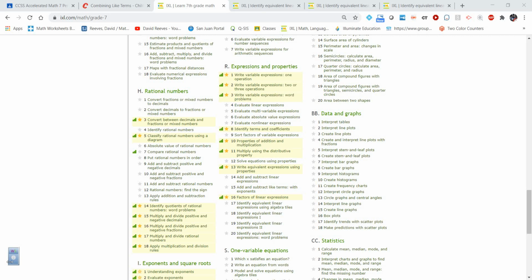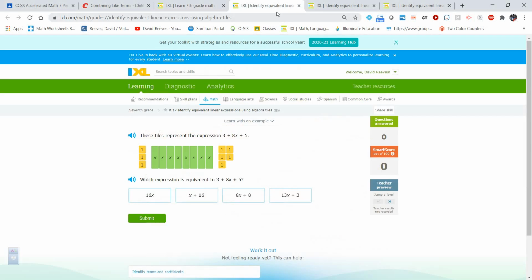Well, hey everybody, Mr. Reeves back with you, and we continue to look at expressions and properties of expressions in 7th grade math. In the previous video, we looked at skills R14 and R15, adding and subtracting like terms. Now we are going to look at identifying equivalent linear expressions, and we're going to start off in R17, which uses Algebra Tiles.